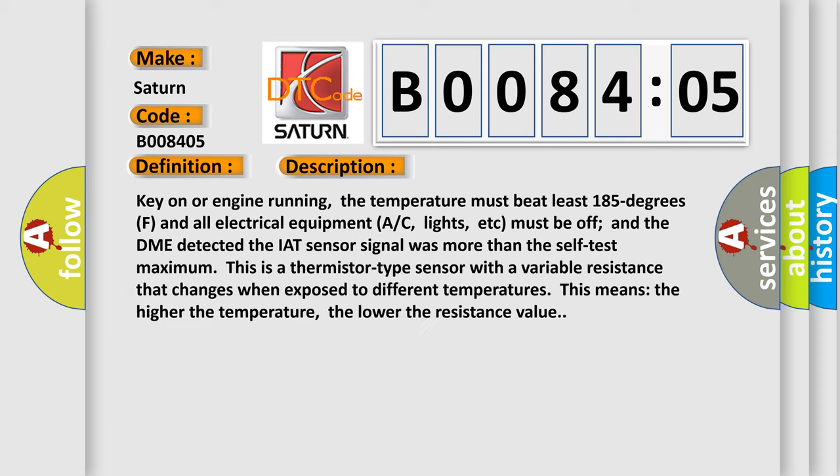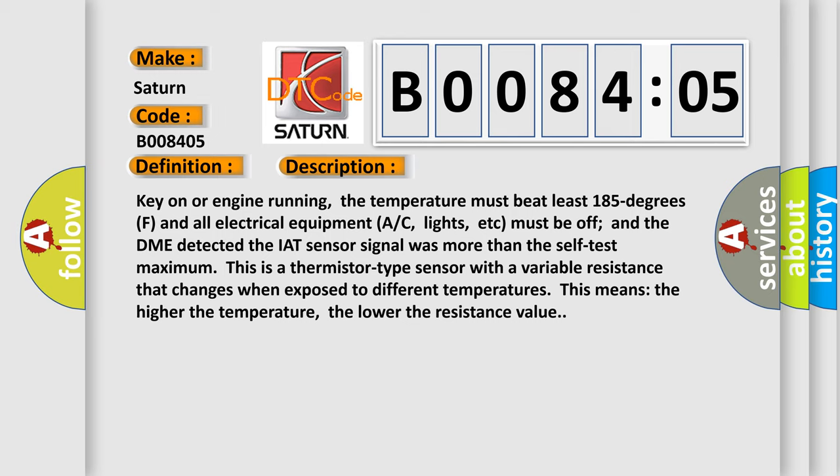Key on or engine running, the temperature must be at least 185 degrees F and all electrical equipment, AC, lights, etc. must be off and the DME detected the IAT sensor signal was more than the self-test maximum. This is a thermistor type sensor with a variable resistance that changes when exposed to different temperatures. This means the higher the temperature, the lower the resistance value.